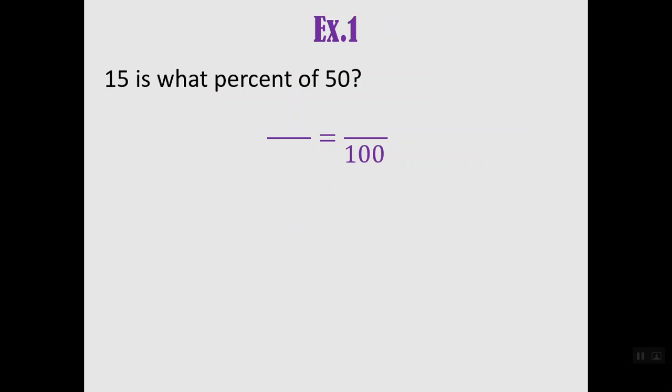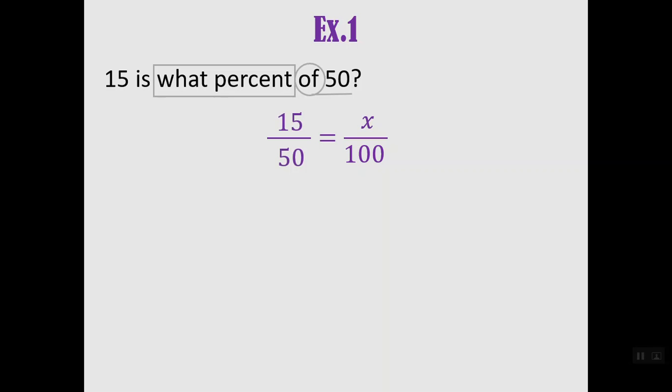So I'm going to look in my question for the percent. You can see here it says, what percent? We don't know what the percent is, so that's going to be our variable. I put the x in the numerator because we don't know what percent. Then I look for the word of. The number following of is my whole value, so that's going to go in the denominator of the other fraction. And then the leftover number, 15, goes in the numerator.